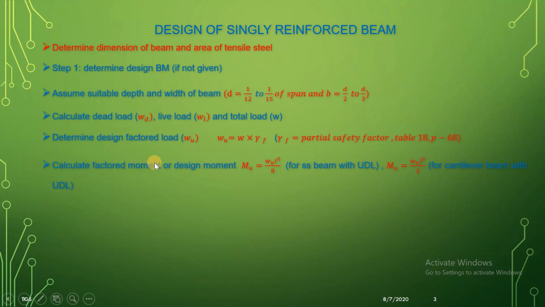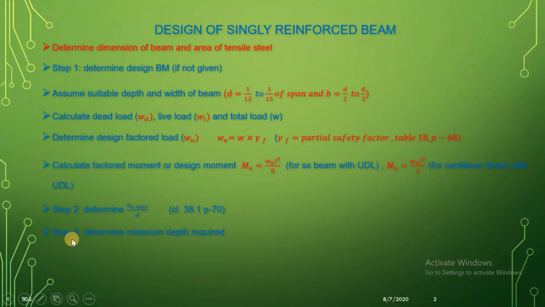Calculate factored moment or design moment. Mu is equal to Wu L squared by 8 for a simply supported beam with UDL, or Mu is equal to W L squared by 2 for a cantilever beam with UDL. Then next step is determine Xu max by D as per clause 38.1, page 70, IS 456, 2000.